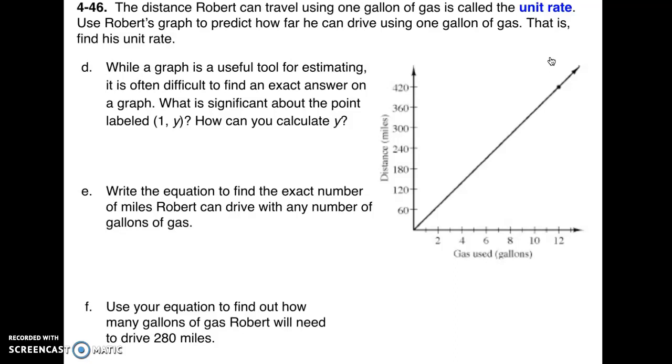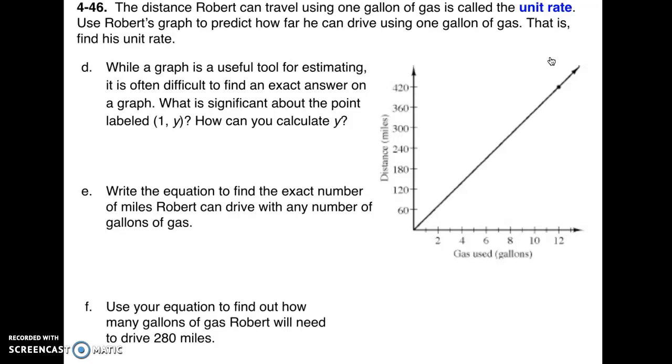So when we have 1 gallon of gas, they're asking, what is your y value? And as you can see on the graph, the y-axis represents the distance in miles. So we're looking in the graph to see, well, when x is 1, what is my y value? And it's quite difficult to see on the graph what the y value is when x is 1. I would have to estimate that it's somewhere between 30 to 40. So it's difficult to find the exact value.